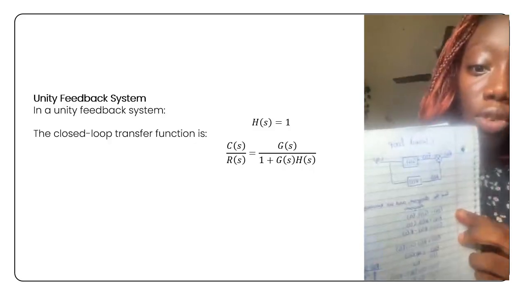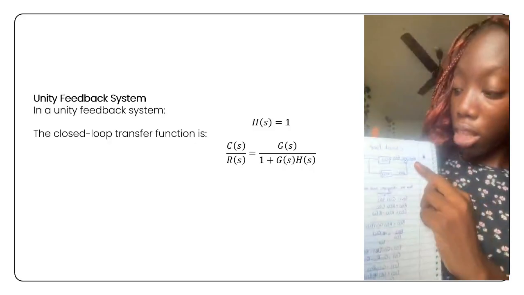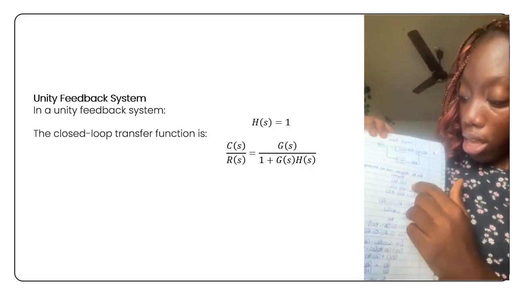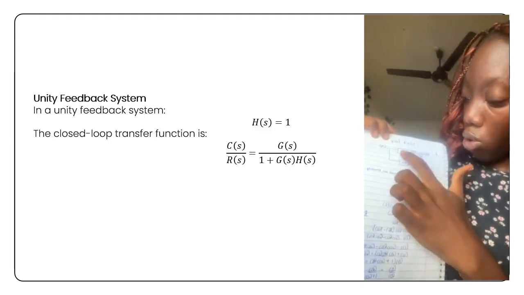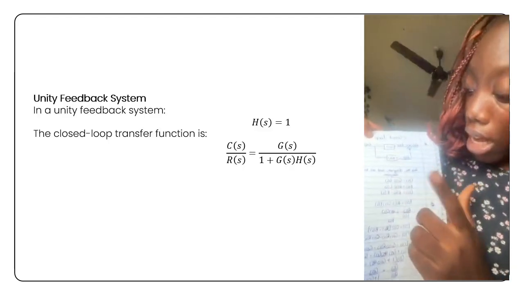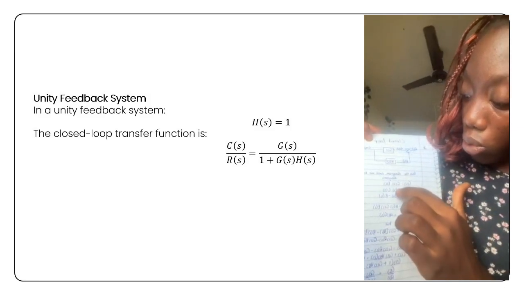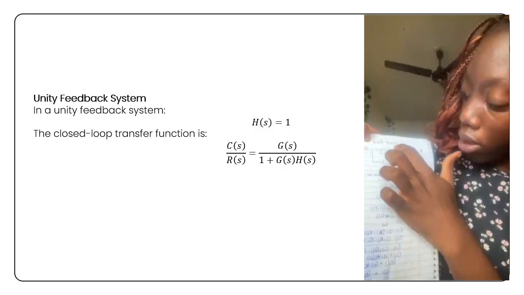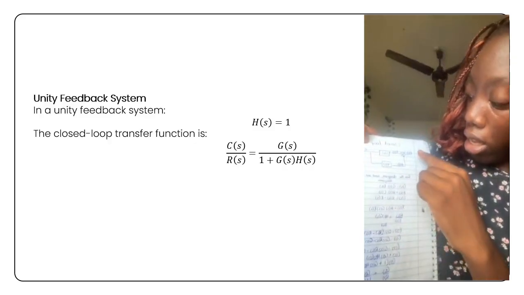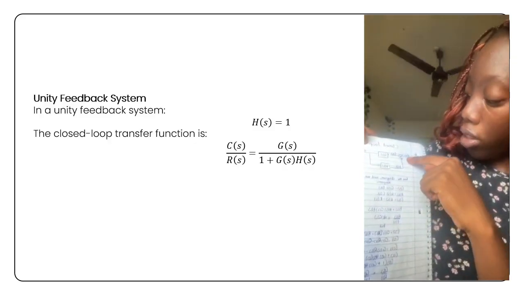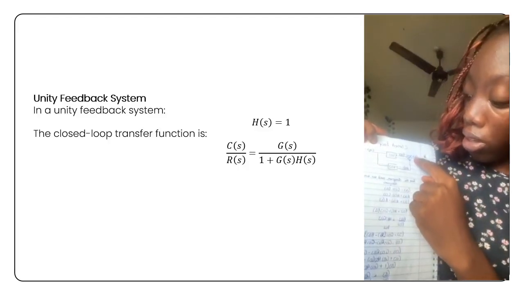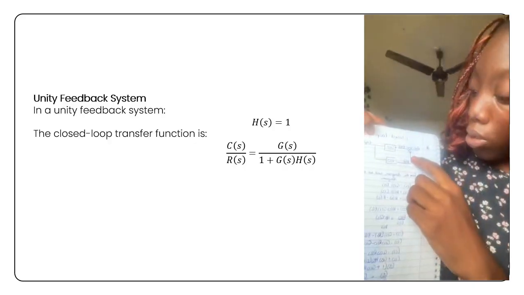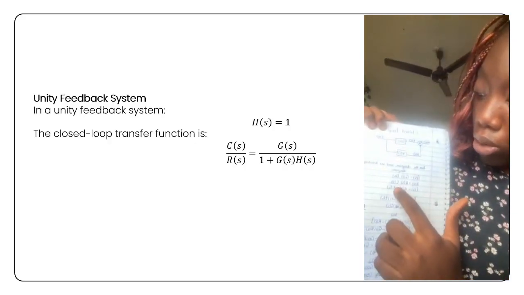Now, from our knowledge of block diagrams, we can get C(s) as the product of G(s) and E(s), and we can get B(s) as the product of H(s) and C(s). We can also get E(s) as the sum of the input, the reference signal, and the feedback signal. Because it will be negative, we'll have a minus here.